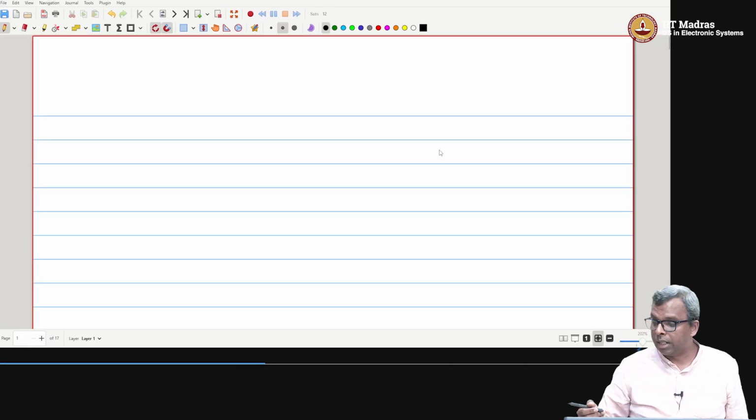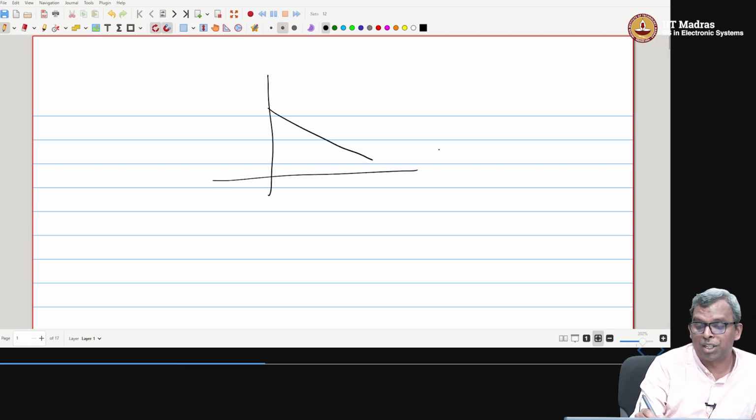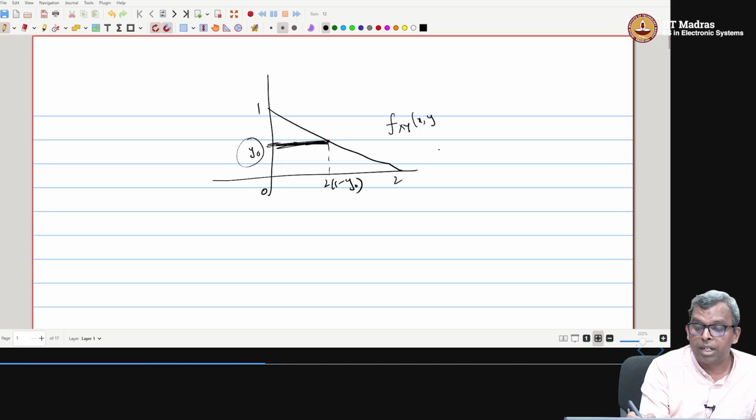In case you want a quick explanation, this is just a blown up version of that. So you have y naught here, and x goes from 0 to 2 times (1 minus y naught). Given y is y naught, x takes values from 0 to 2 times (1 minus y naught). If you look at the conditionals, as x varies, this is always flat, which means this will be uniform.